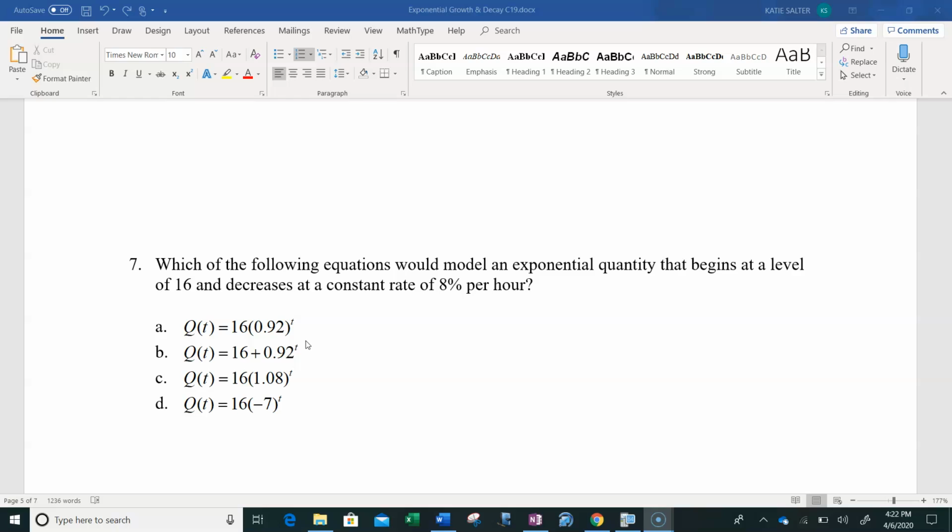Tomorrow we're going to review all of our exponential function problems, even exponent rules, and then Thursday take a little assessment. Good luck, and see you tomorrow.